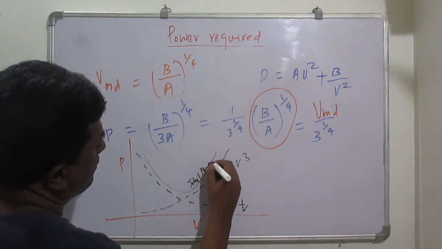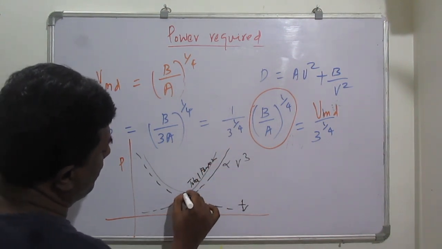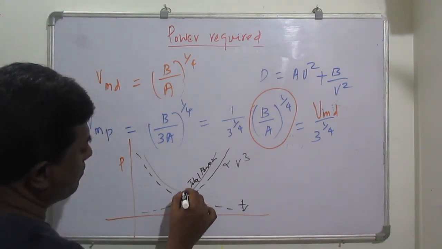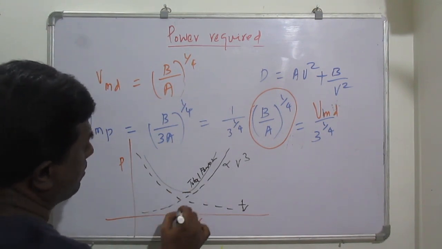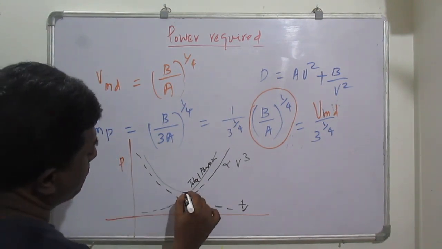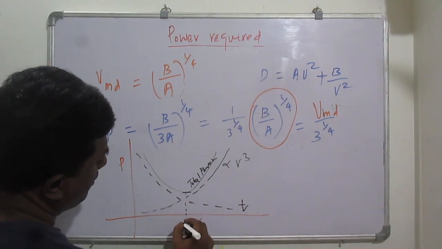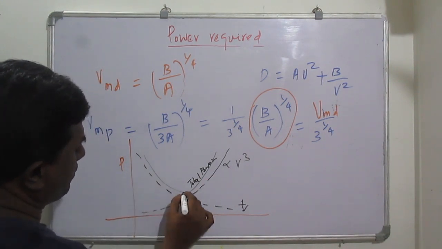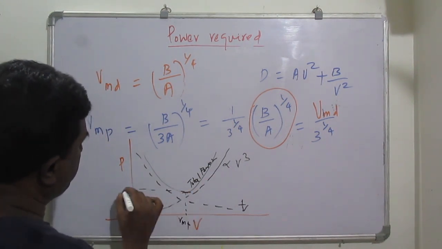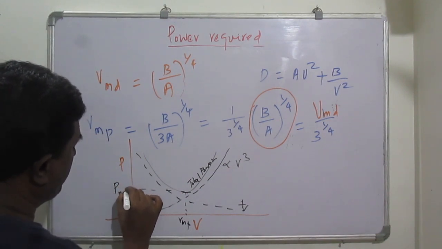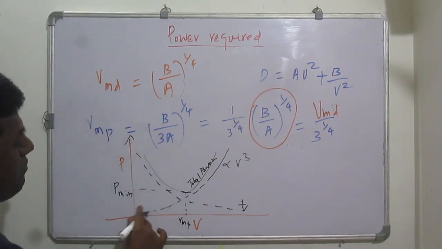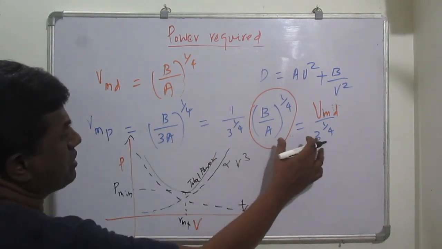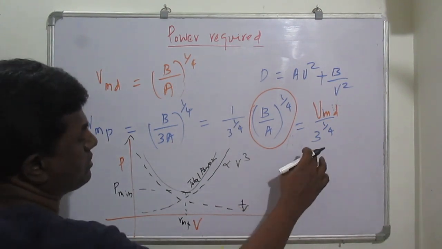So now our minimum velocity will be here. This minimum velocity will be smaller. This point we can see as the v minimum drag, and minimum power occurs at this one. Because this velocity is obviously smaller than this.